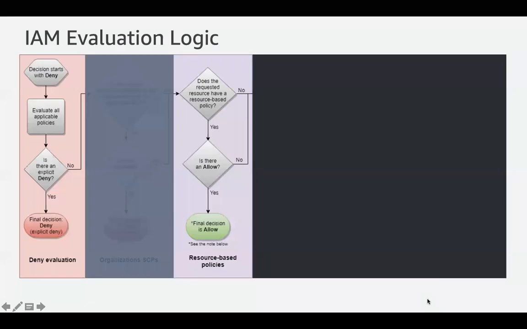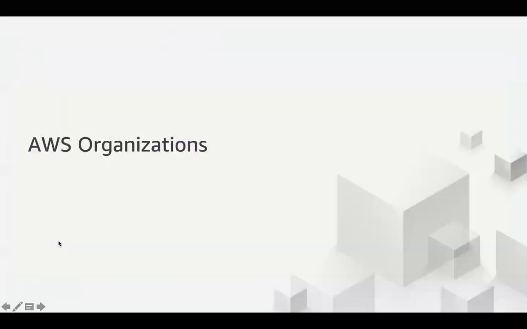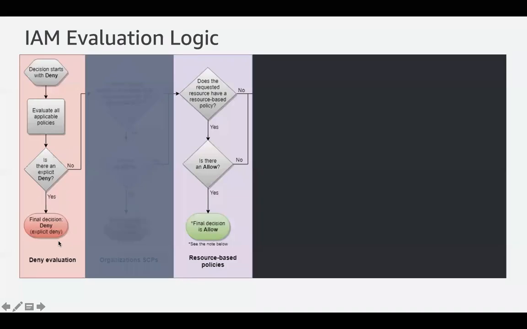So by default everything is denied. The decision starts with the deny. Then it starts evaluating all the applicable policies that the user has got. The first thing it does when it evaluates the policies is check whether there is an explicit deny for the user or not. If there is an explicit deny, the final decision is deny, because the user has an explicit deny to perform that particular action.